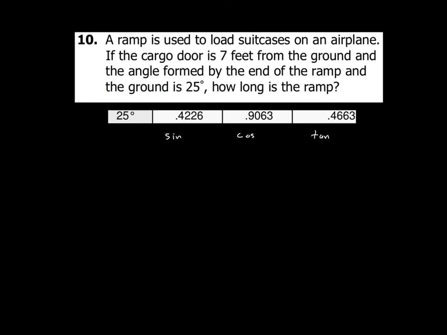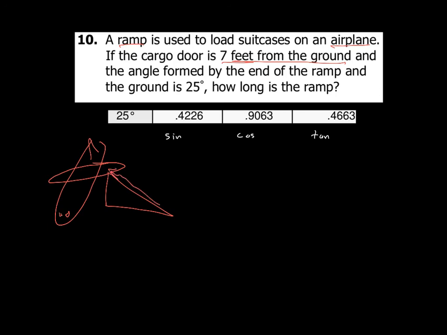What happens when we bump into some word problems? No problem. A ramp is used to load suitcases on an airplane. If the cargo door is 7 feet from the ground, so here's some ramp, right? And my crummy plane here has wings like this, and here are the windows of the plane. And this ramp is loading suitcases into that plane. And this vertical distance is 7 feet. So again, just to draw a nicer version of this, I have a 7 feet high ramp.